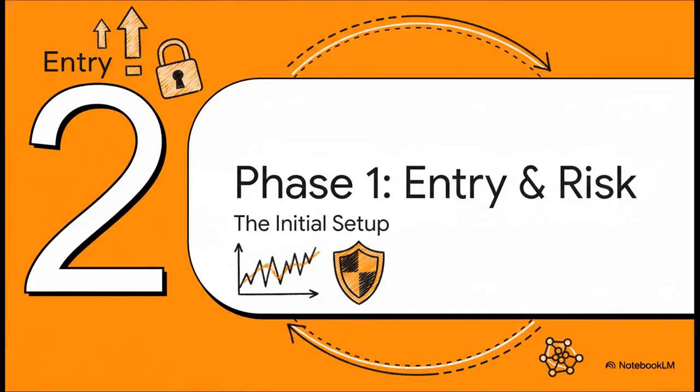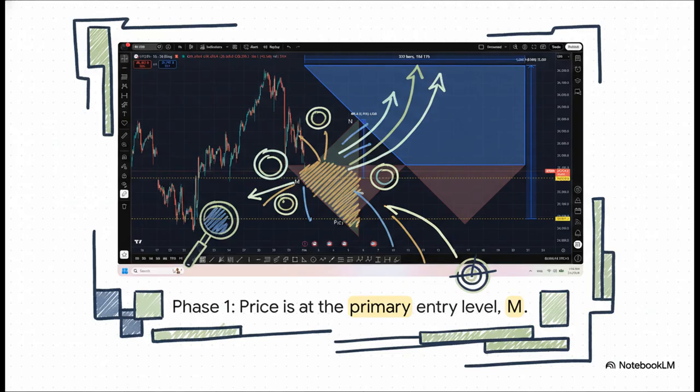So that brings us right to the first phase of the documentation, which is called entry and risk. This is all about the initial setup for a brand new cycle. It's where all the key parameters get defined right from the very beginning. And here's the chart that's provided for phase 1. The main thing to notice here is that the price has reached the level labeled M. That M is defined as the primary entry level for this whole cycle.